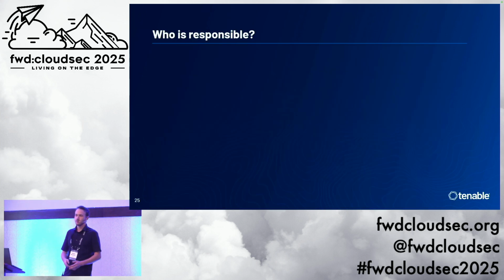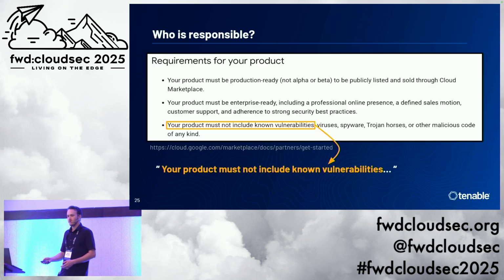So we just saw two pretty egregious examples of security issues in Cloud Marketplace container images. That raises the question, who should actually be responsible for the security of these images? Well, on the one hand, if you look at the Google Cloud Marketplace partner documentation, in the requirements for your product part, it says, your product must not include known vulnerabilities. This would help us believe that the partners are the ones who are responsible for securing their own images, right?